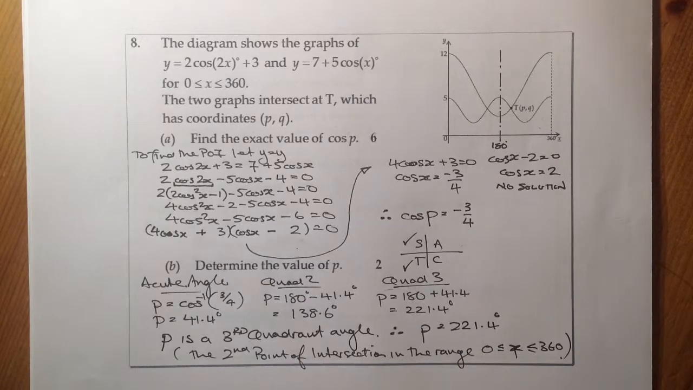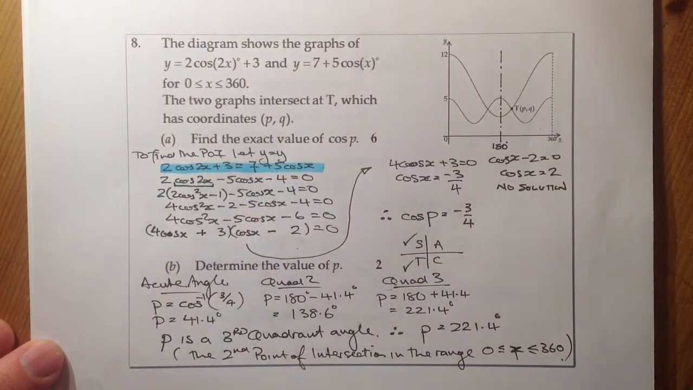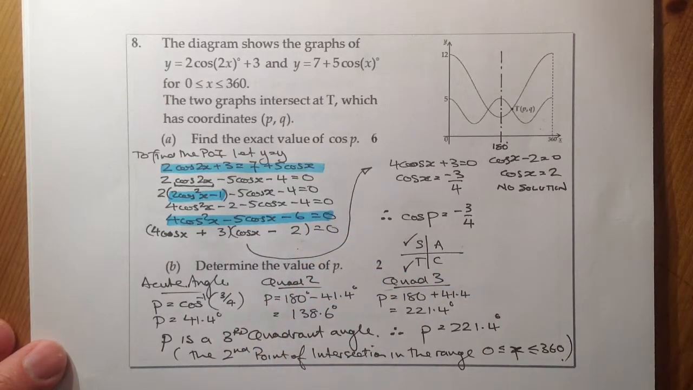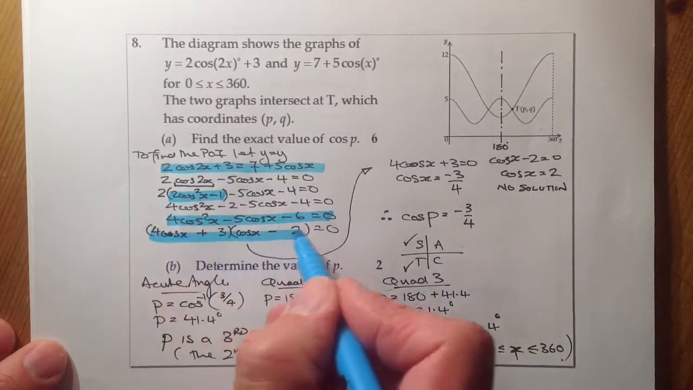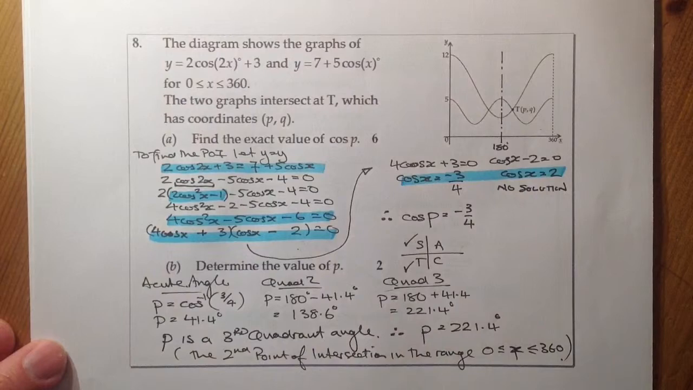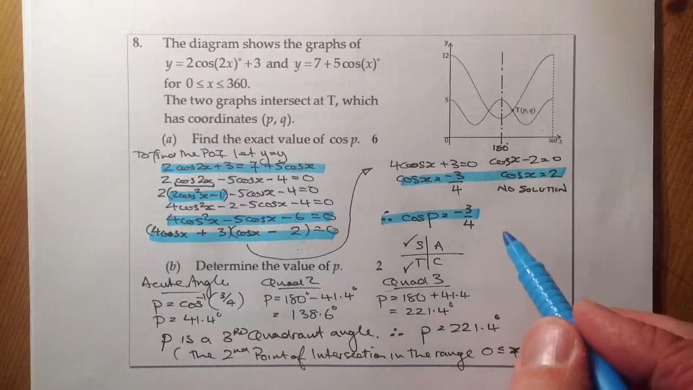Right, so what we've got here is 6 marks for part A, and 2 marks here for part B, so there's 8 marks in total. What I'll do is get 1 mark first of all for letting y equals y, the two graphs equal to each other to try and solve the point of intersection. 1 mark for substituting in for cosine 2x, and 1 mark for rearranging that in trinomial form, ready to solve that. 1 mark for factorising out, and 1 mark for getting these two solutions here, and finally stating that cosine P is equal to minus 3 over 4.